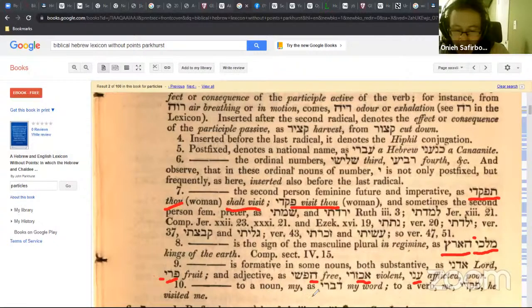And it can mean my, as in my word, so dabari. And it can be added at the end of a verb. It means he visited me. Although I believe it's supposed to have a noon there. For some reason, the noon's not there. It should be noon yod at the end if it's a verb.